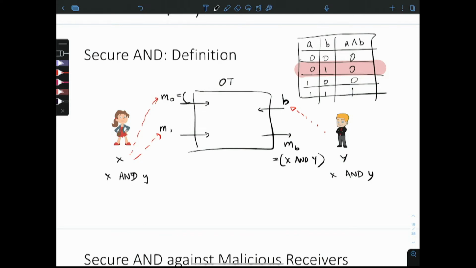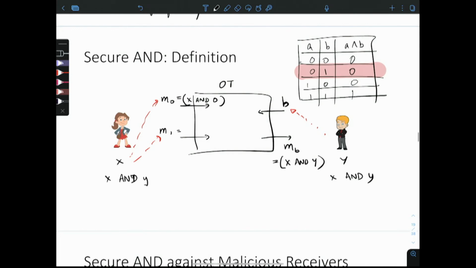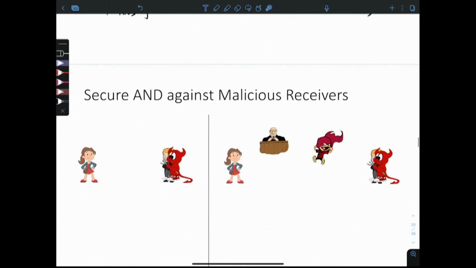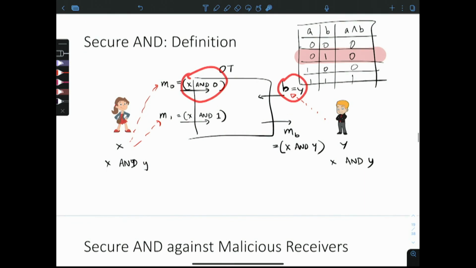Let's say M0, we set it to X and 0. And let's say we set M1 to X and 1. Okay. Now, Bob can set B to just be equal to Y. And now, just by the way we set M0 and M1, if B is 0, Bob gets X and 0. If B is 1, Bob gets X and 1. And so Bob gets X and Y.